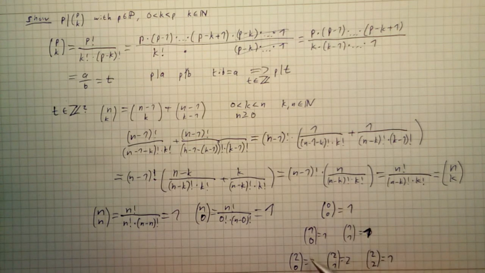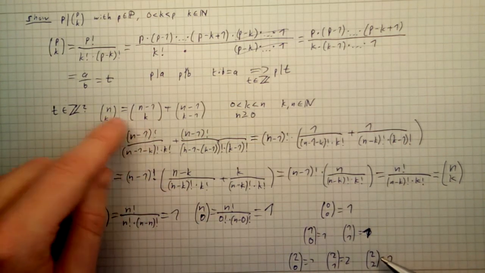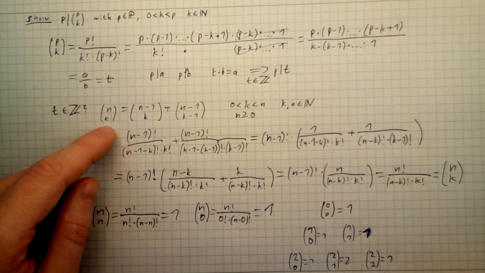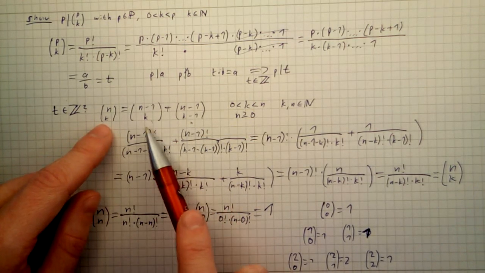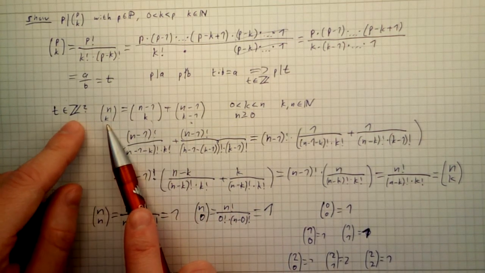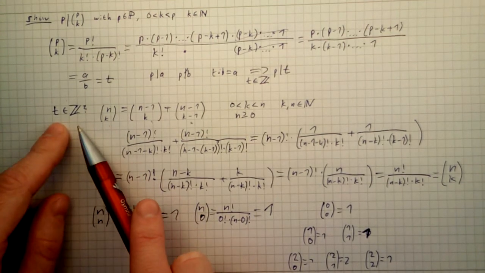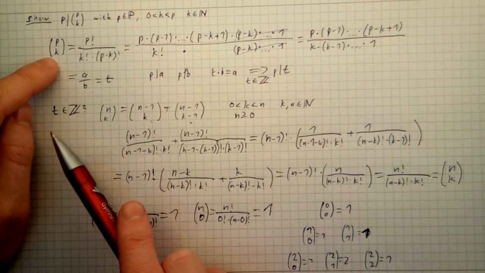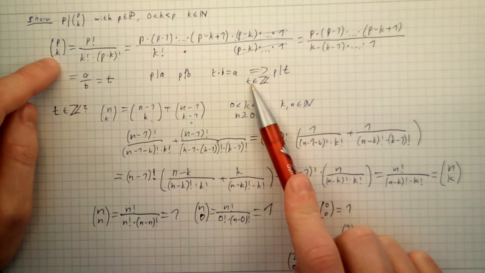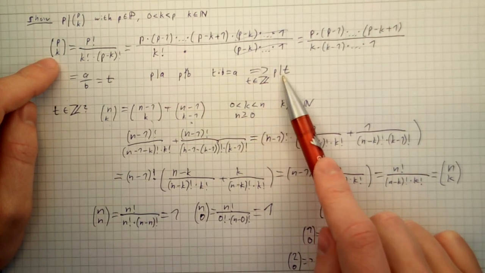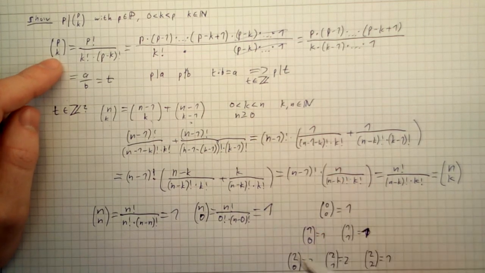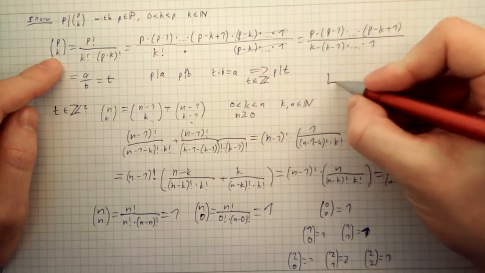And we know the beginning here, those binomial coefficients are all integers, and new binomial coefficients are produced by adding integers, so we get an integer here as well. Therefore we know that this binomial coefficient is an integer, so we see that p divides this binomial coefficient, which is what we wanted to show.